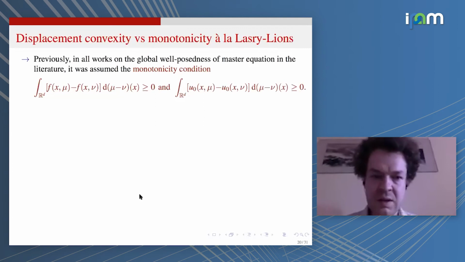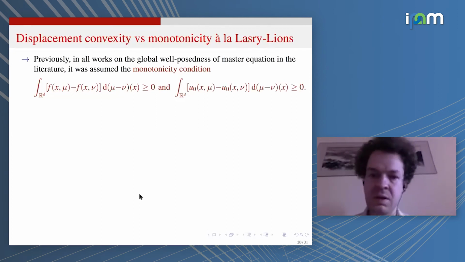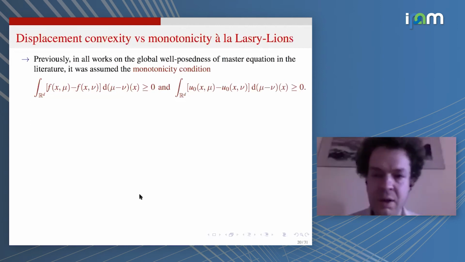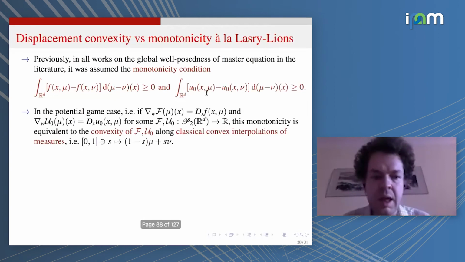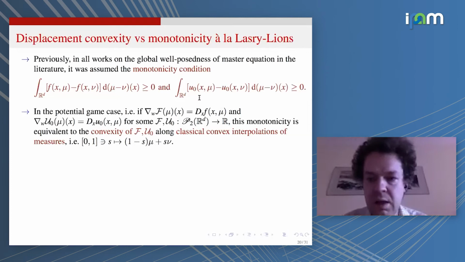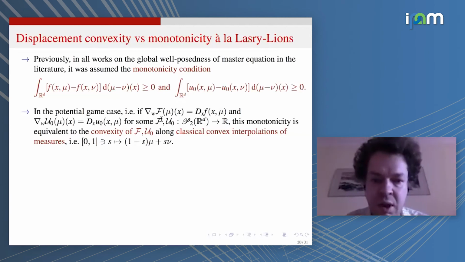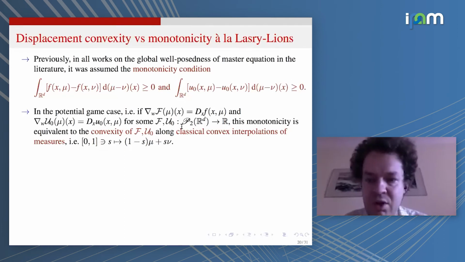Let me make a parenthesis on this monotonicity condition that was imposed in most of the results, actually in all of the results which did global well-posedness for the master equation. And this is a typical condition which is used also to show uniqueness of the solution of the finite dimensional mean field system. So this just means that you have this kind of monotonicity, in the sense of monotone operators, if you want, in the measure variable of little f and little u. And in particular, if you have the potential setting, where these two, little f and u0, are derived from some potential, so they are, for instance, some first variation of these capital F and capital U0 functions, then this kind of monotonicity is linked to the convexity of capital F and capital U0 along standard interpolations of probability measures, like standard convex combinations of probability measures.